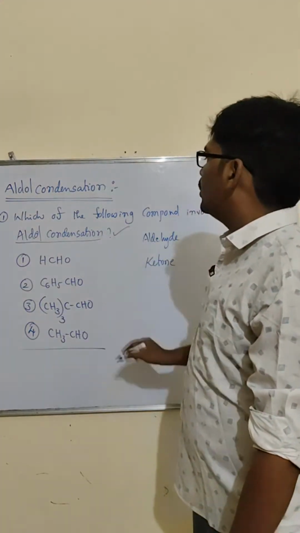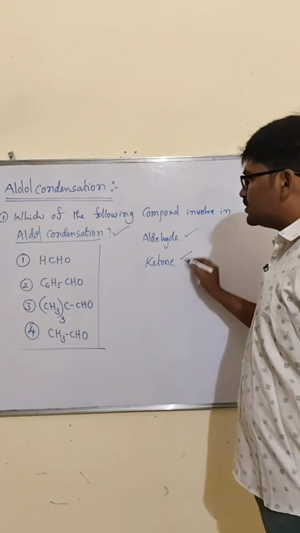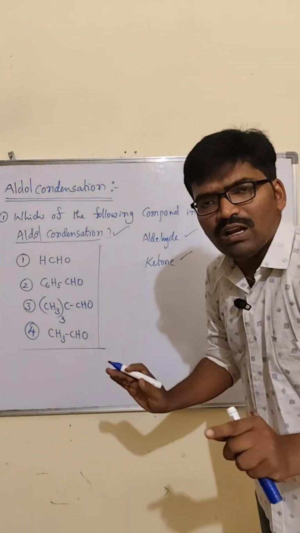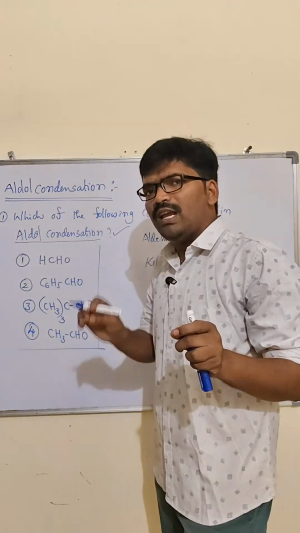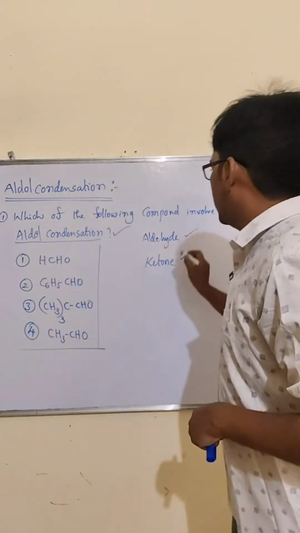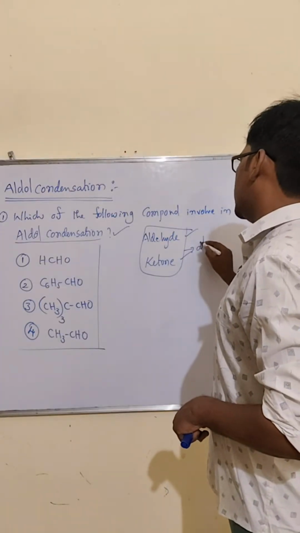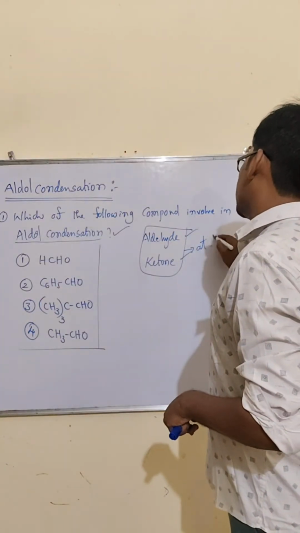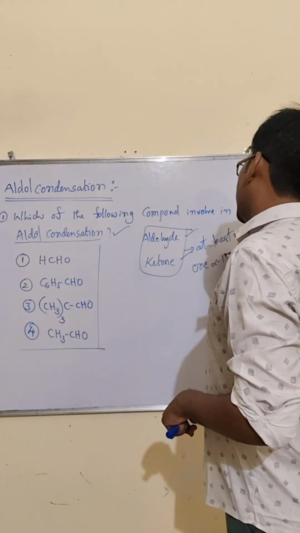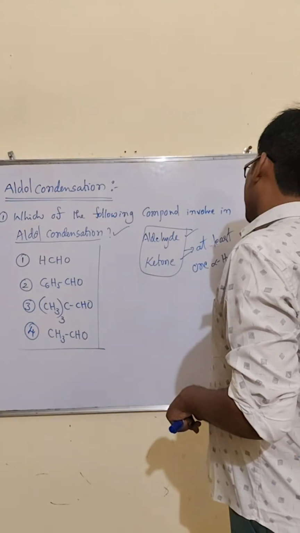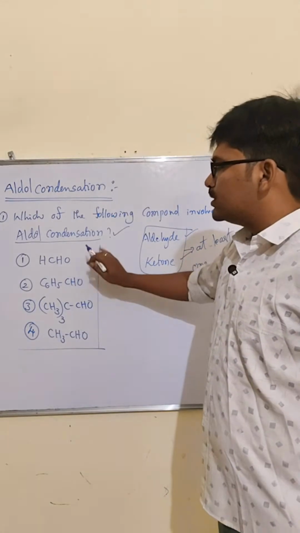Aldol condensation lo ఏ compounds involve అవుతాయి? Aldehydes, ketones. But all the aldehydes are not involved in the aldol condensation. The aldehyde or ketone must have at least one alpha hydrogen atom. So in this, is there any alpha hydrogen atom?